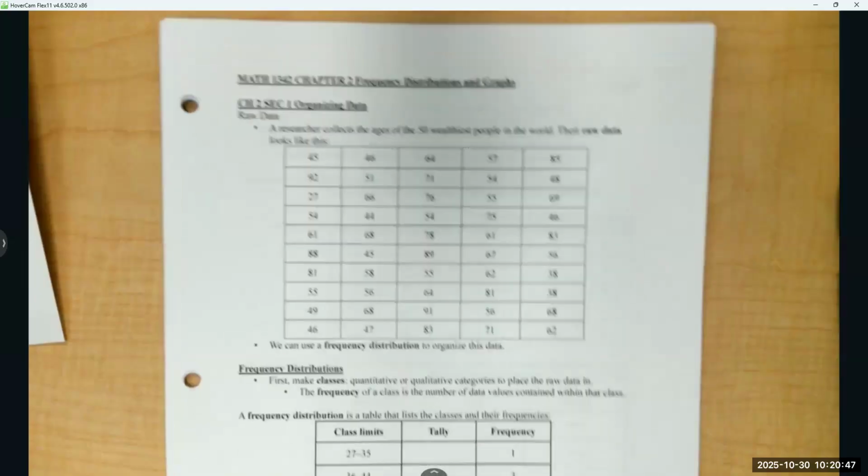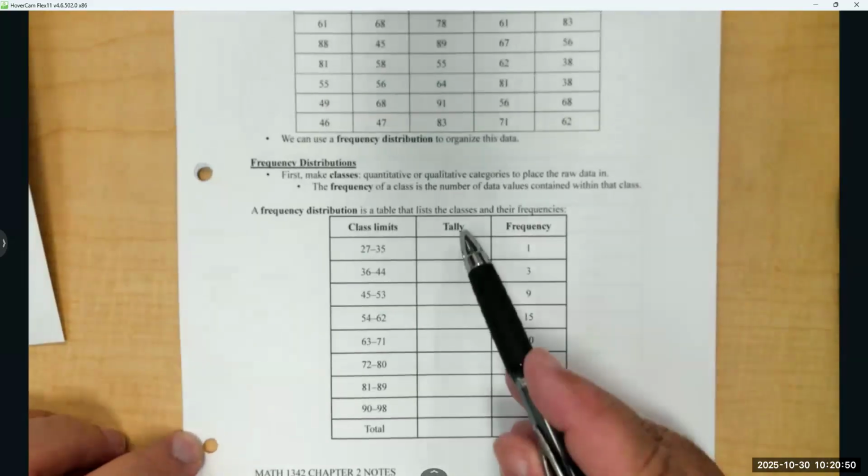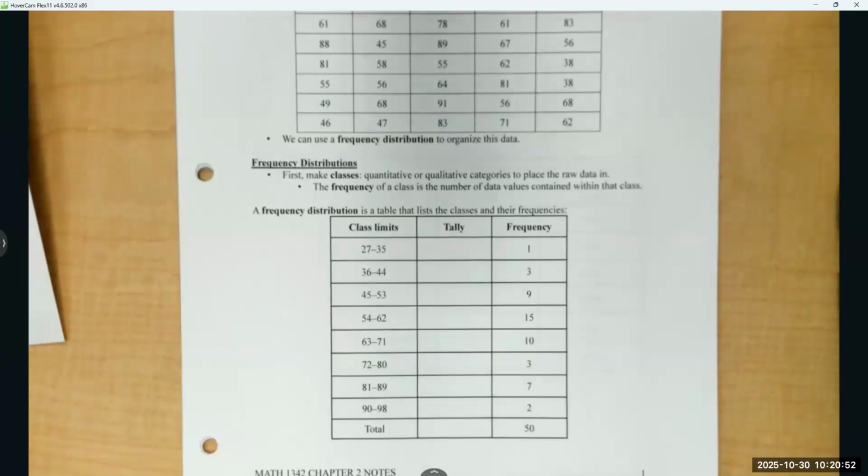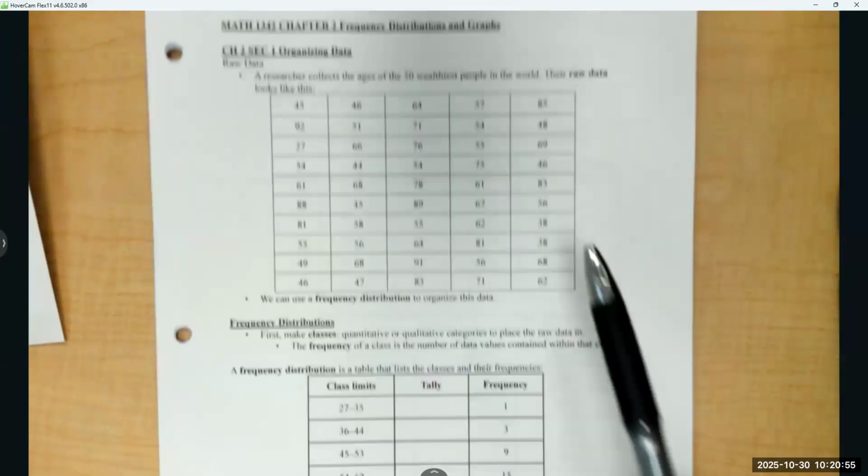Now, what I want you to do is create this frequency distribution chart on the bottom here, with the data up above.